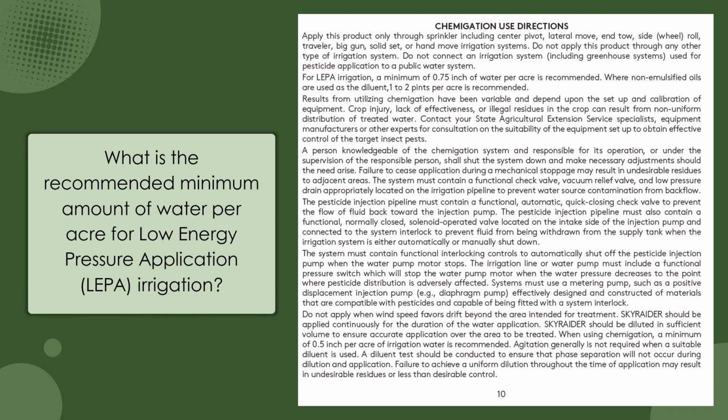What is the recommended minimum amount of water per acre for low energy pressure application irrigation? LEPA. What's LEPA? It doesn't matter if you don't know. The key here is to just find the information that it's asking in the question. It's kind of a key point. So if you read a question and you're like, I have no idea what they're asking, just look for the information in the label and pull it out. So here we have a full page of text, but if you read it carefully, you will see that for LEPA irrigation, a minimum of 0.75 inch of water per acre is recommended.